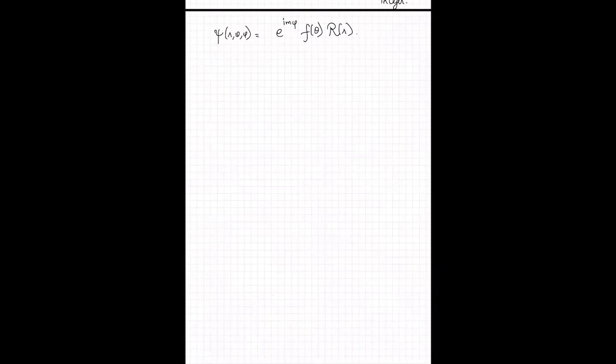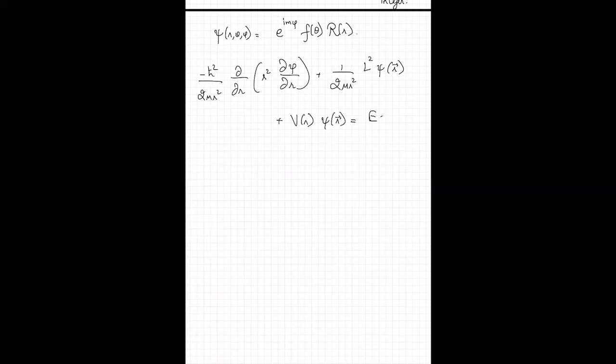So what is it that we have gotten up till now? I'm going to plug this general ansatz into the Schrodinger's equation that I wrote down before. What was that equation? Minus h bar square over 2 mu r square d dr of r square d psi dr, plus 1 over 2 mu r square L square psi of r vector, plus v of r psi of r vector equals e psi of r vector. Now remember that L square of psi of r vector is h bar square l times l plus 1 psi of r vector, because psi is an eigenfunction of L square.